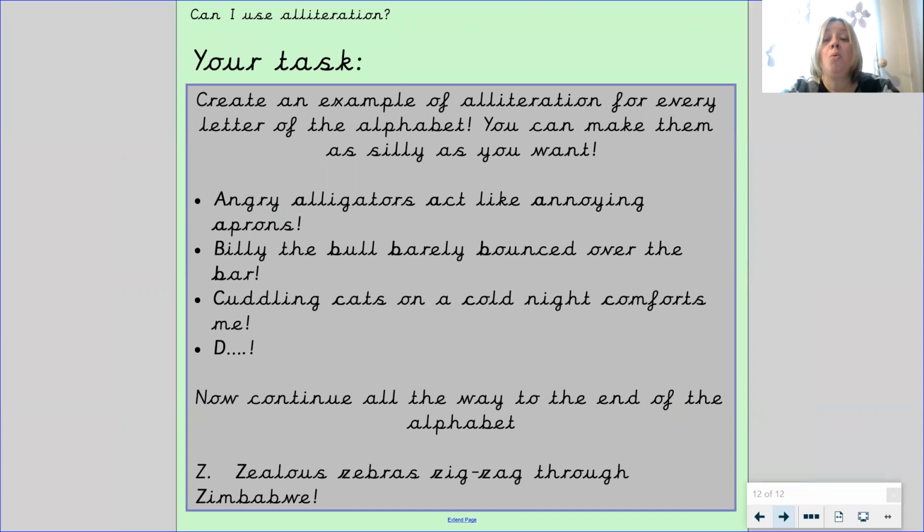Now continue all the way to the end of the alphabet, where we will end with zealous zebras zigzag through Zimbabwe. Good luck with your task for today. I'm looking forward to your examples of alliteration for every letter in the alphabet.